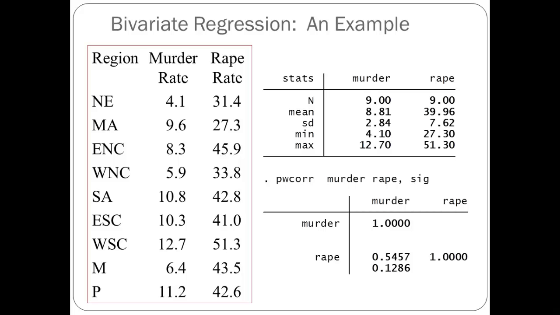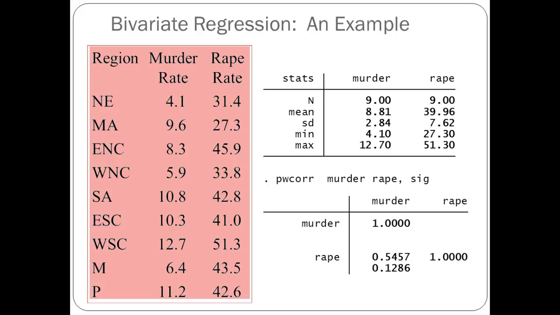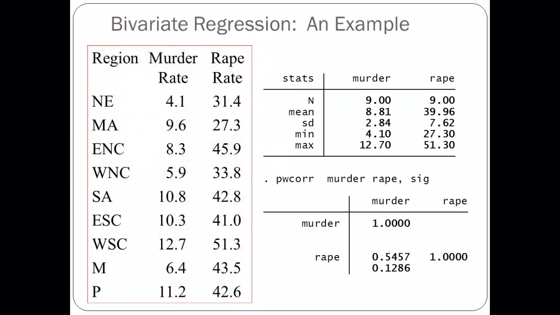Let's look at our first example. I've collected some data on different types of crimes, the murder rate and the rape rate, for different regions of the country. Normally I'd use more granular data, maybe county level or even state level, but I've collapsed this just to make the graphic a little bit easier to interpret and to make the problem easier to understand.